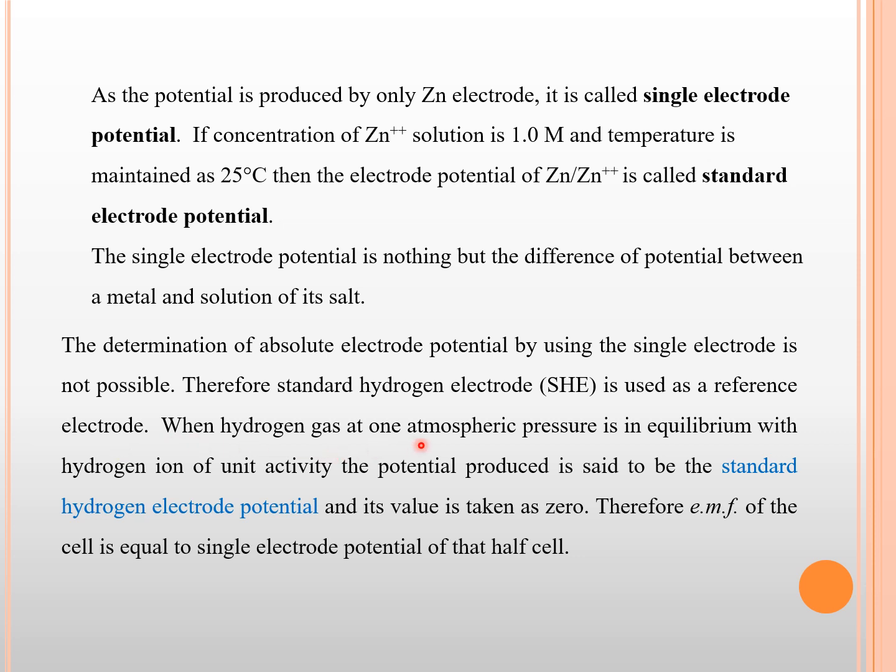When hydrogen gas at 1 atmospheric pressure is in equilibrium with hydrogen ions of unit activity, the potential produced is said to be the standard hydrogen electrode potential, and the value is taken as 0. Therefore, the EMF of the cell is equal to the single electrode potential of that half cell. That means determining the single electrode potential of only the zinc electrode is not possible. Hence, you have to combine it with the standard hydrogen electrode.